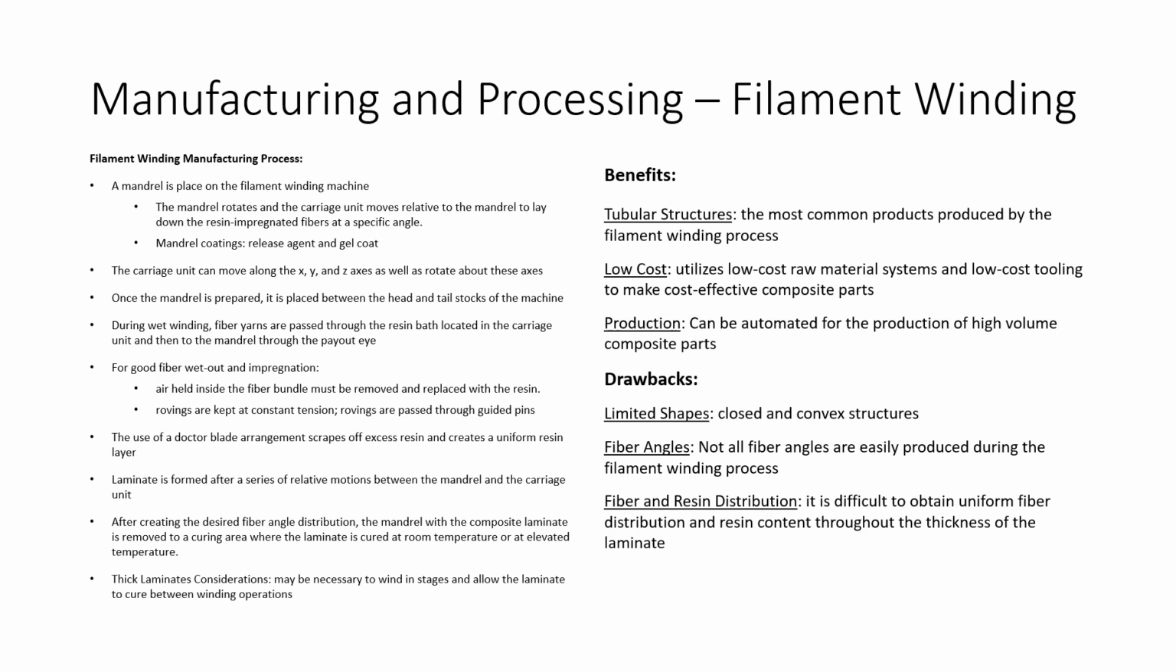Some benefits of the filament winding method are its specialty of creating tubular structures, which are the most common products made from this method. The method is attractive by utilizing low-cost raw material systems and low-cost tooling to make cost-effective composite parts. The process can be automated for the production of high-volume composite parts. Some drawbacks are its limitation to closed and convex structured shapes. Not all fiber angles are easily produced during the filament winding process, and it is difficult to obtain uniform fiber distribution and resin content throughout the thickness of the part.